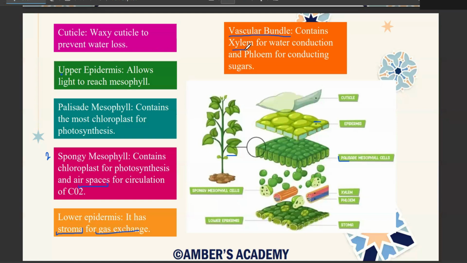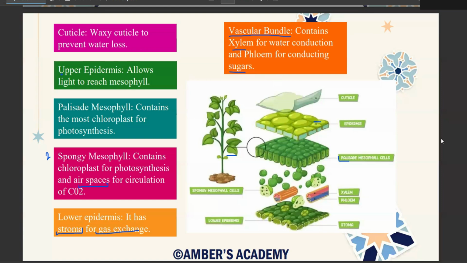And we need to remember the basic function of xylem. For now, xylem conducts water while phloem is responsible for conducting sugars. So the process of translocation, we'll do translocation as well, is the responsibility of phloem, while the conduction of water is the responsibility of xylem.